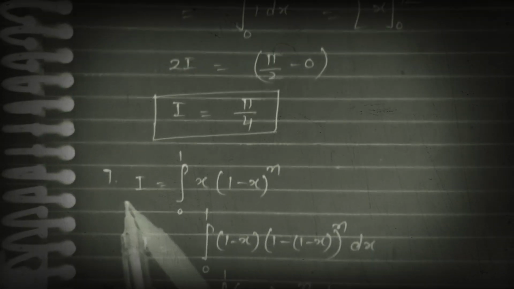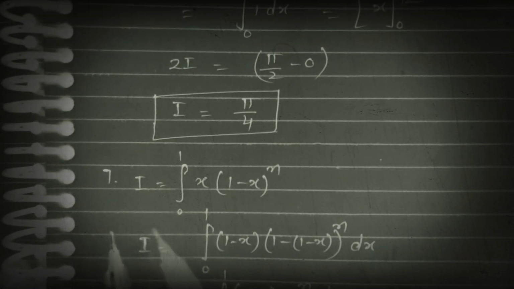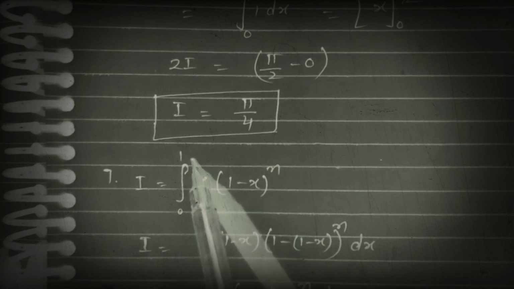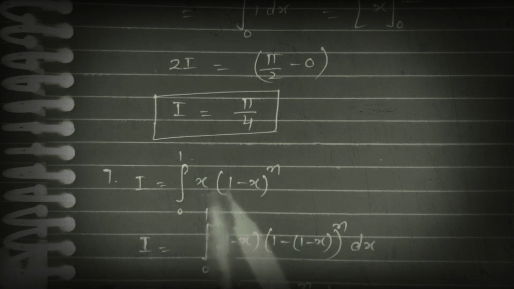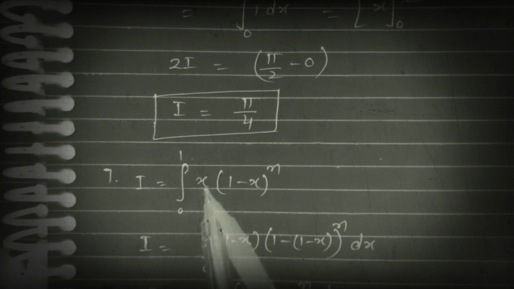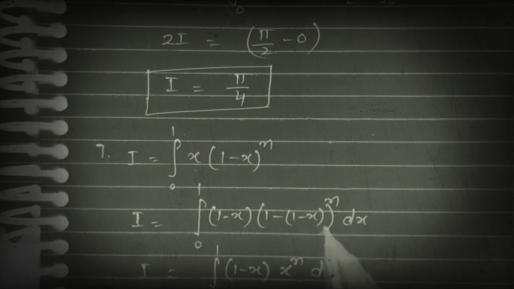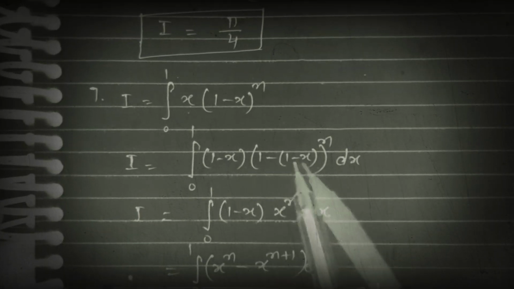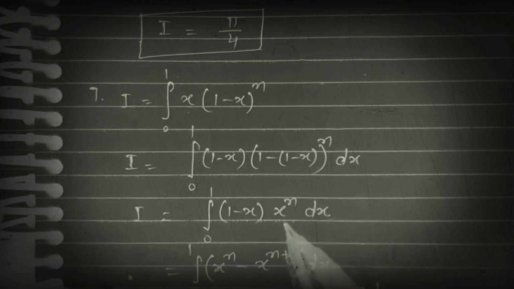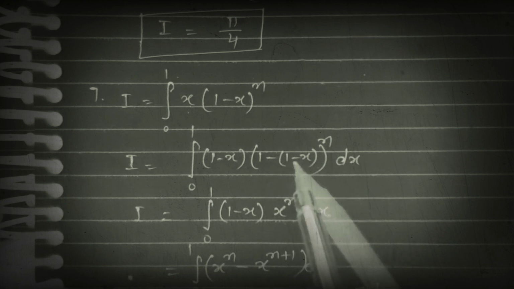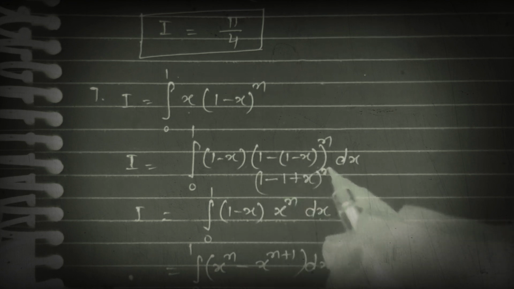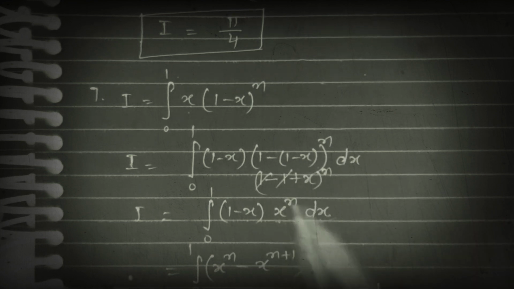Now come to the seventh question. The seventh is related to the same property. x into (1 minus x) raised to power n, limit is 0 to 1. So the same property we will apply here. In place of x, what do we put? 1 minus x. Here 1 minus x, here also 1 minus x. So we will get 1 minus x, then 1 cancels with 1. It is x raised to power n, because it will be 1 minus 1 plus x, raised to power n. 1 cancels with 1, so it is x raised to power n.